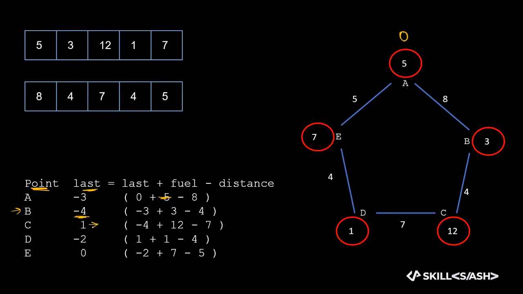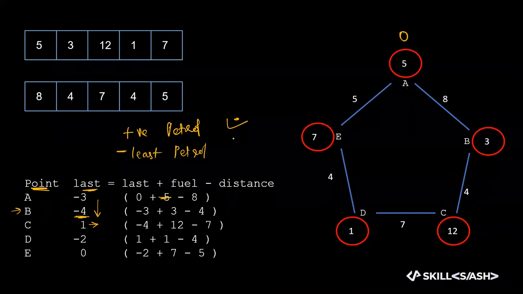And at C, I have 1 plus 1. So the first time when I'm getting a positive petrol, that can be my point, or whatever is the least petrol possible. After that, if I start, then that is my answer. There are two possible solutions. Correct? Now we need to establish the final answer based upon this.